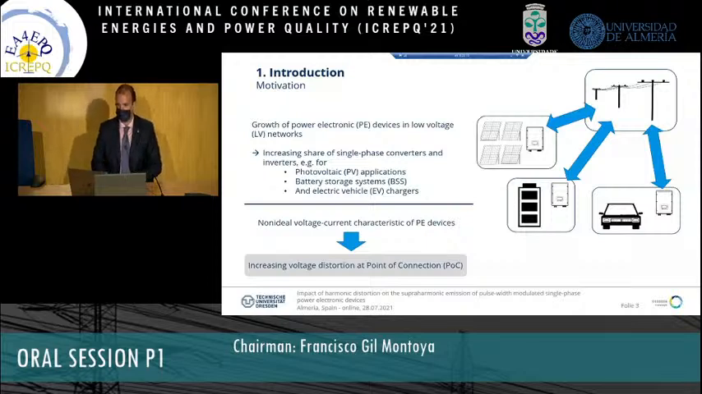And the challenge is that these devices have a non-ideal voltage current characteristic, and generally speaking, for any PE device. So this means it's distortion at the point of connection.